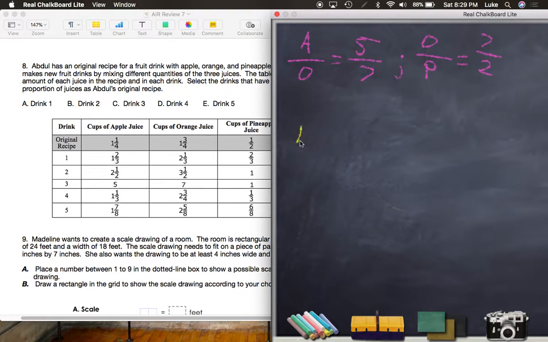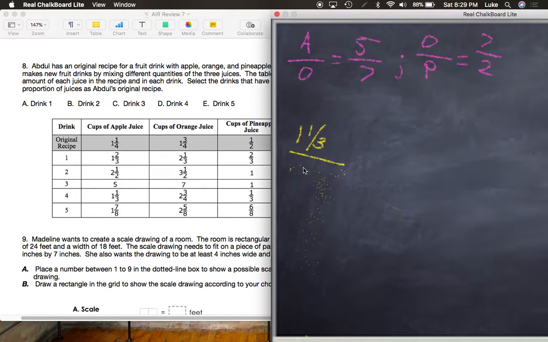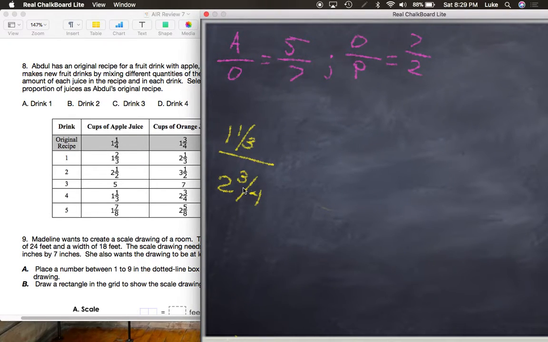We're going to have 1 and 1/3 cups of apple juice compared to 2 3/4 cups of orange juice. So apple juice to orange juice on top of each other. We turn each mixed fraction into an improper fraction: 3 times 1 plus 1 is 4 over 3, compared to 4 times 2 is 8, plus 3 is 11 over 4.